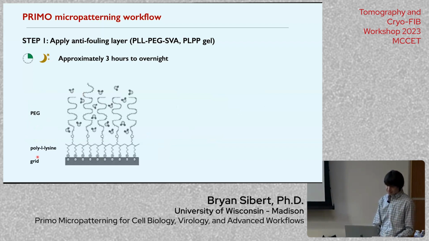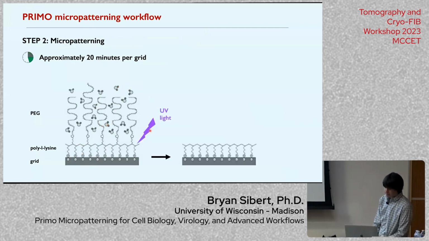So this is not exactly what's happening. I borrowed this figure, but this is similar to what's happening. So you have your grid here, it's glow discharged, it's negatively charged, poly-L-lysine is sitting on top, and then you have the PEG linked to that, and we'll pretend these little water molecules are the PLPP gel. So you expose this with UV light, and anywhere that the light hits, the PEG is gone, leaving you roughly poly-L-lysine.